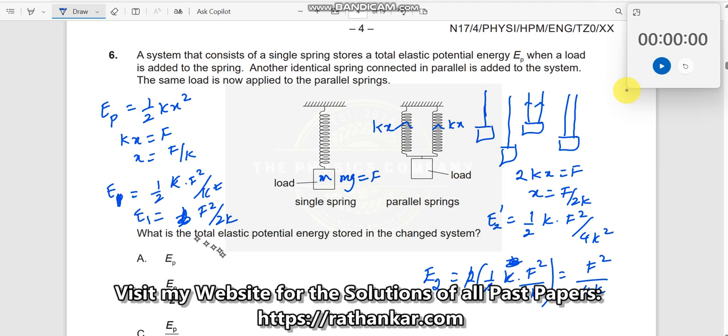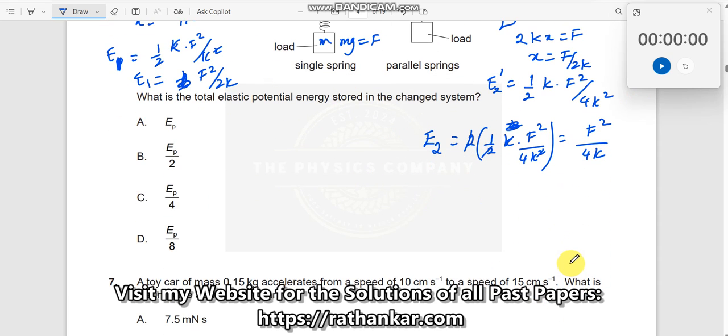Now compare between these two. E1 is f square by 2k and E2 is f square by 4k. What will this become? This will be E1 divided by 2. So the answer should be E1 by 2, answer is B.